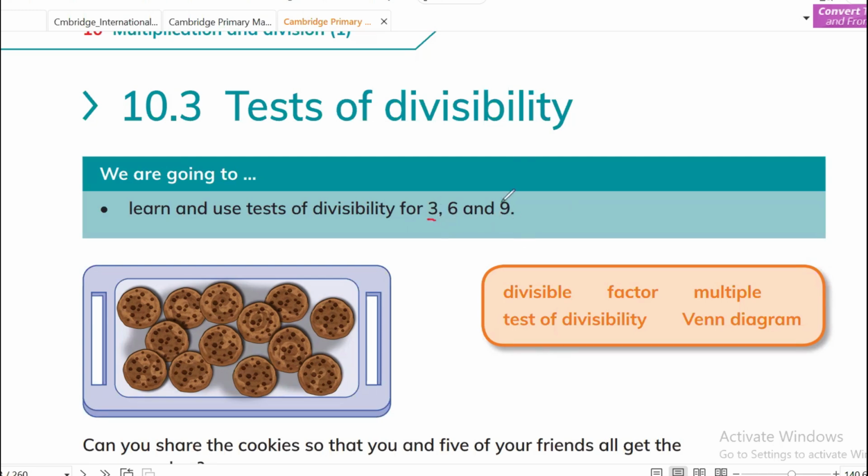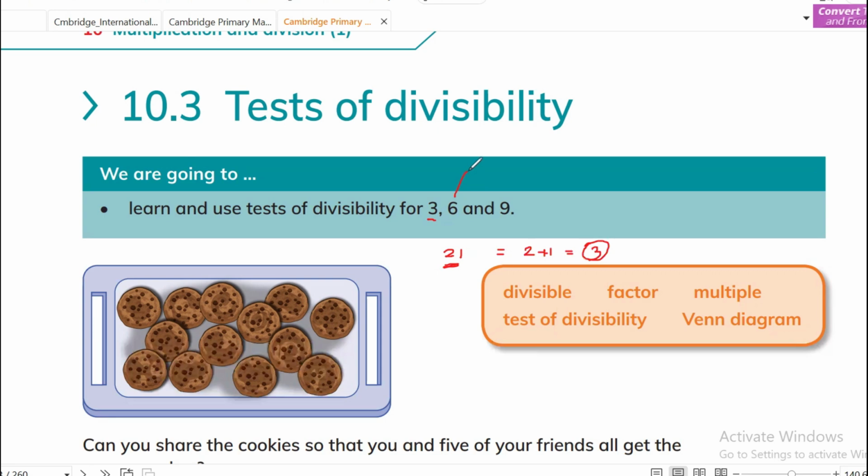For example, if we have 21, we can say that 2 plus 1 is equal to 3. So 3 is divisible by 3. That means 21 is divisible by 3. In this way, you can check hundreds, thousands, and big numbers as well.